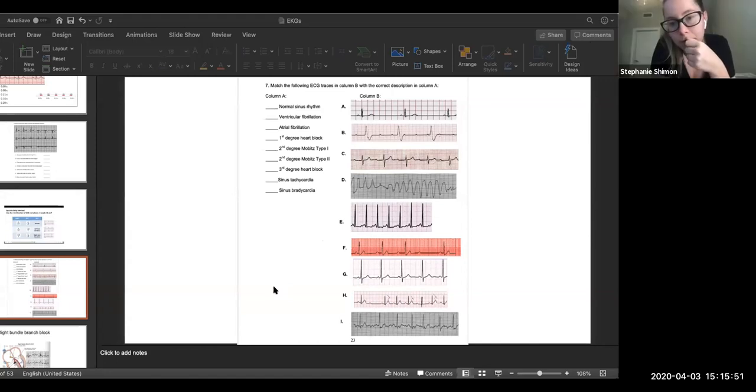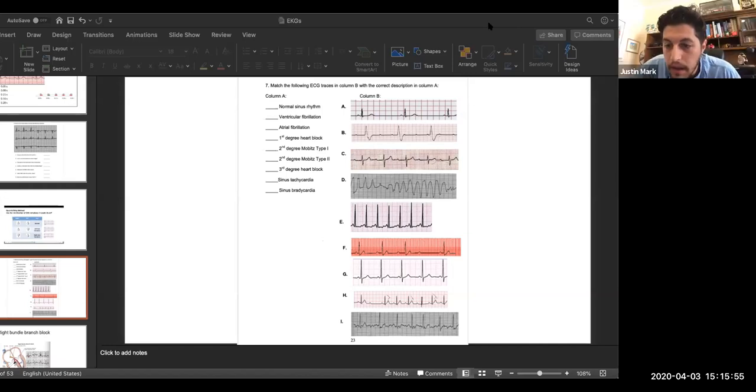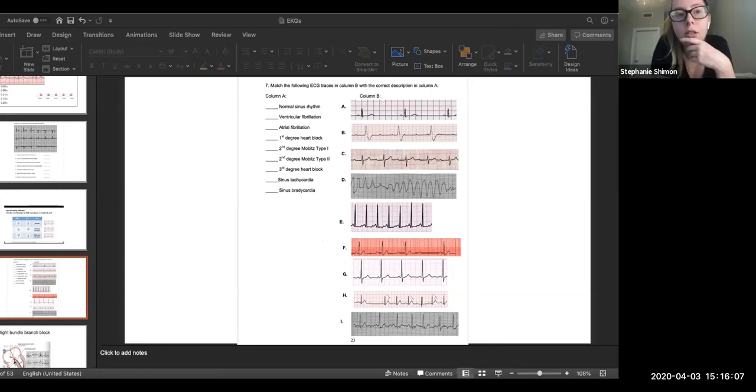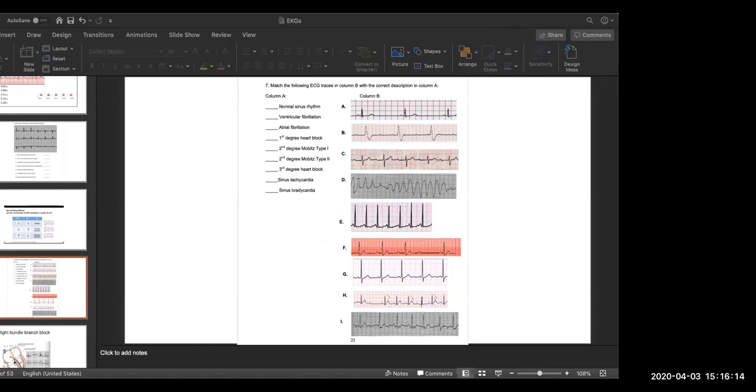Is B a 3rd degree heart block? Yes. Good. Type 2. Which one are we doing? Ventricular fibrillation is D. D. Yeah. AFib is I. I. Yeah. What has a prolonged PR?